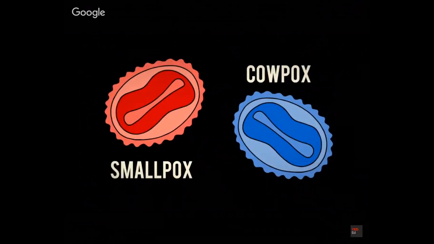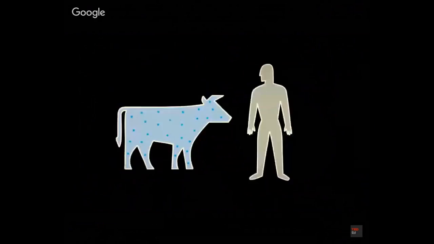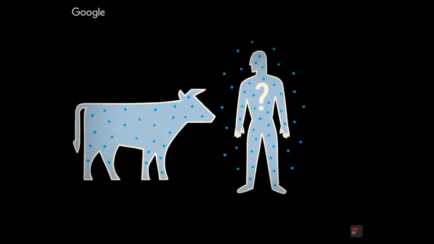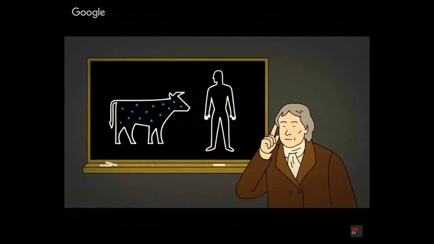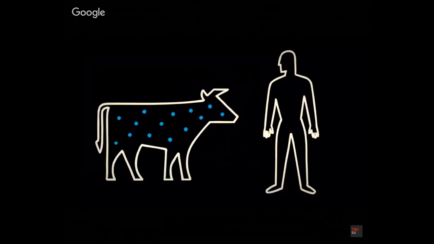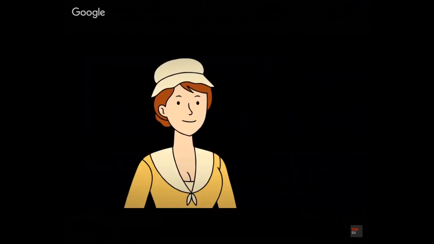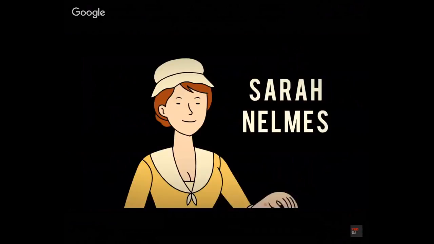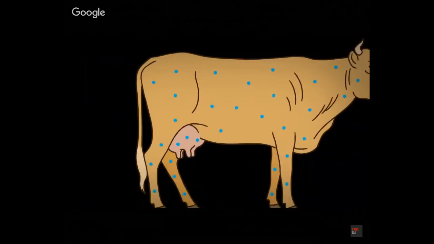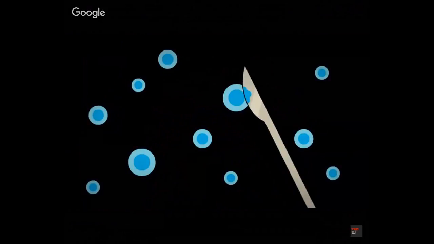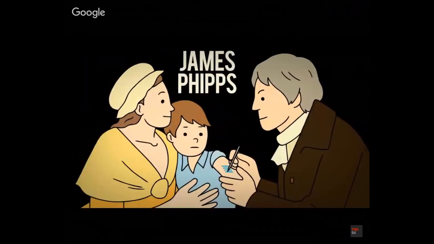Smallpox and cowpox viruses are from the same family. But when a virus infects an unfamiliar host, in this case cowpox infecting a human, it is less virulent. So Jenner decided to test whether the cowpox virus could be used to protect against smallpox. In May 1796, Jenner found a young dairy maid, Sarah Nelms, who had fresh cowpox lesions on her hand and arm, caught from the udders of a cow named Blossom. Using matter from her pustules, he inoculated James Phipps, the 8-year-old son of his gardener.